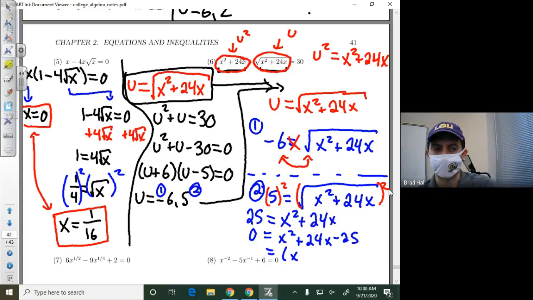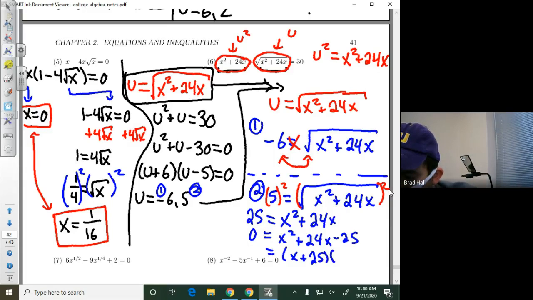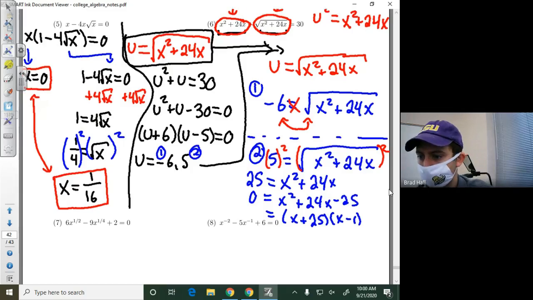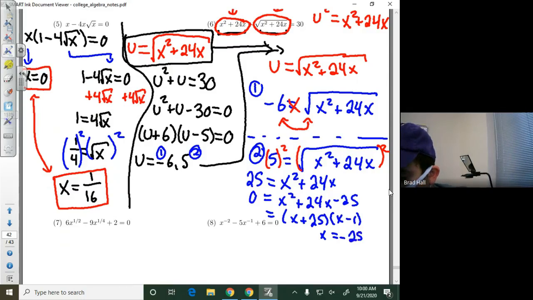Which we can go ahead and factor. So x plus 25 and x minus 1. Then we just get that x is equal to negative 25 and positive 1. And that would be your final two answers for this problem.